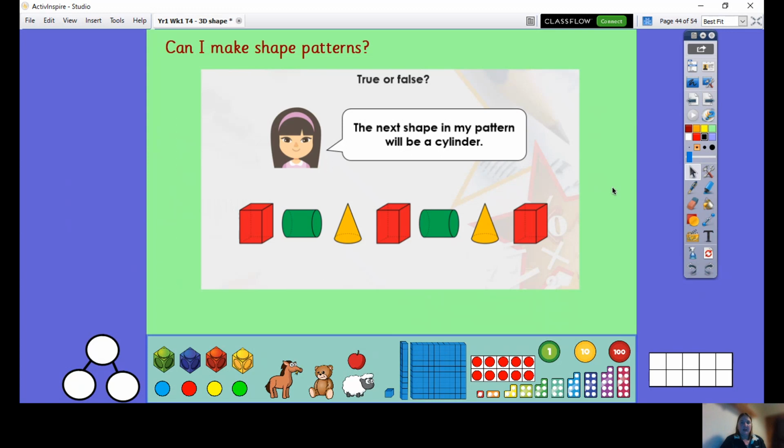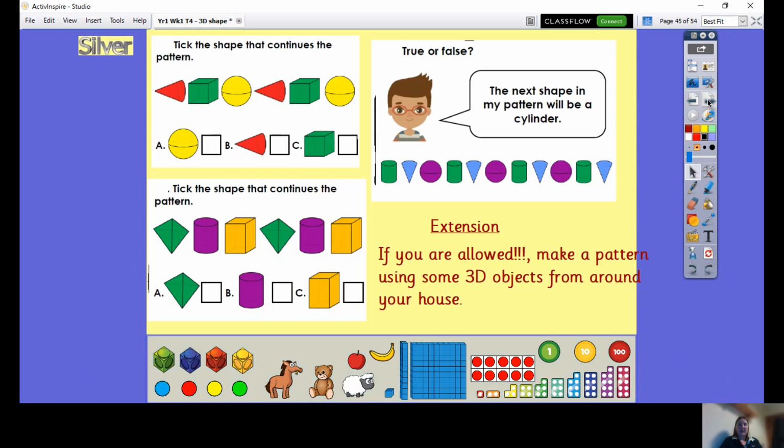Okay, so looking here, we've got the girl here who's made a pattern. She says the next shape in my pattern will be a cylinder, true or false. So let's have a look. So she's got cuboid, cylinder, cone, cuboid, cylinder, cone, cuboid, cylinder. She is correct. She would have that correct. So she is true.